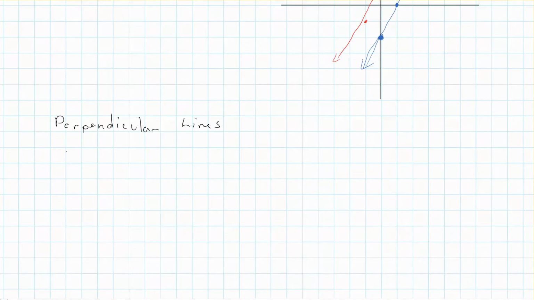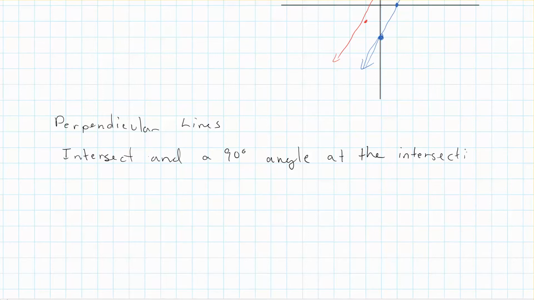Perpendicular lines, one thing is that they do intersect, but they intersect and form a 90-degree angle at the intersection. That's what's special about perpendicular lines. It's not just that they intersect, because any two lines that don't have the same slope will intersect. It's just that this one, they have a 90-degree intersection. Well, we are going to look at what's the relationship of their slopes.